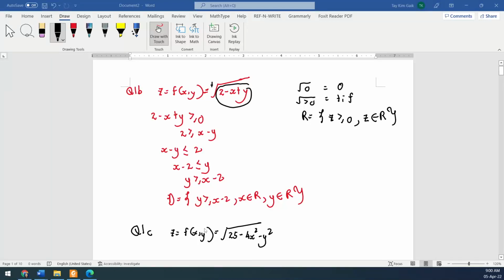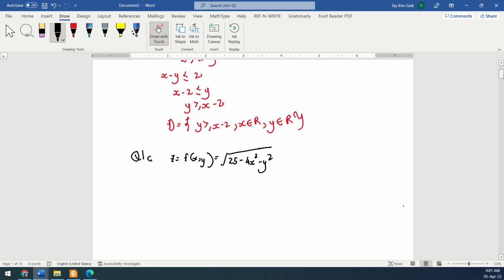Okay, you see you have the same pattern. When you have the square root function, then you set whatever is inside the square root greater than or equal to 0. So you have 25 minus 4x squared minus y squared greater than or equal to 0.